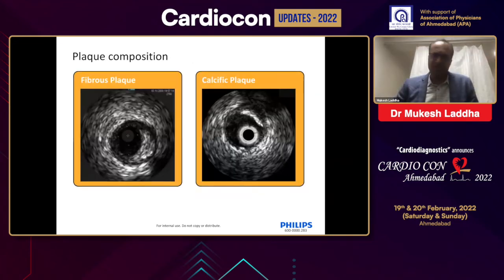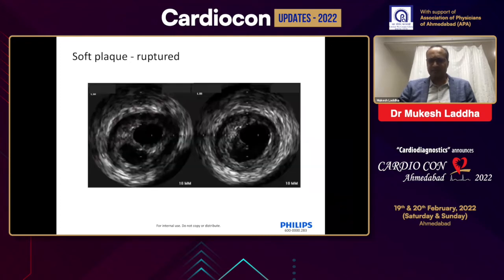Now, coming to the different kinds of plaque morphology, what kind of morphology you see in IVUS. The fibrous plaque, first slide, on the left side, is more homogeneous, you can see the whole structure homogeneously placed. The second is the calcific plaque. You see that brighter structure almost at 12 to 2 o'clock, that is having more calcific plaque. So these are the basic things to understand while you do IVUS.